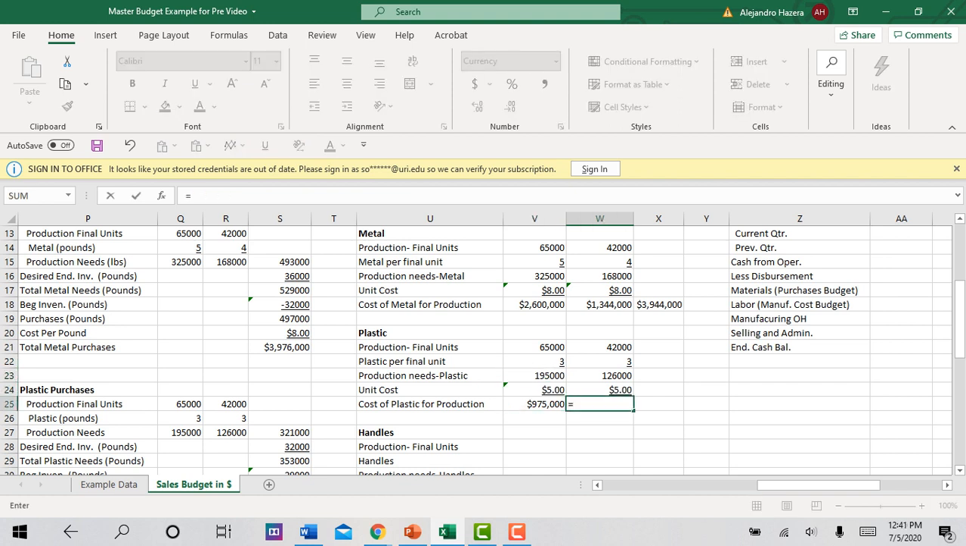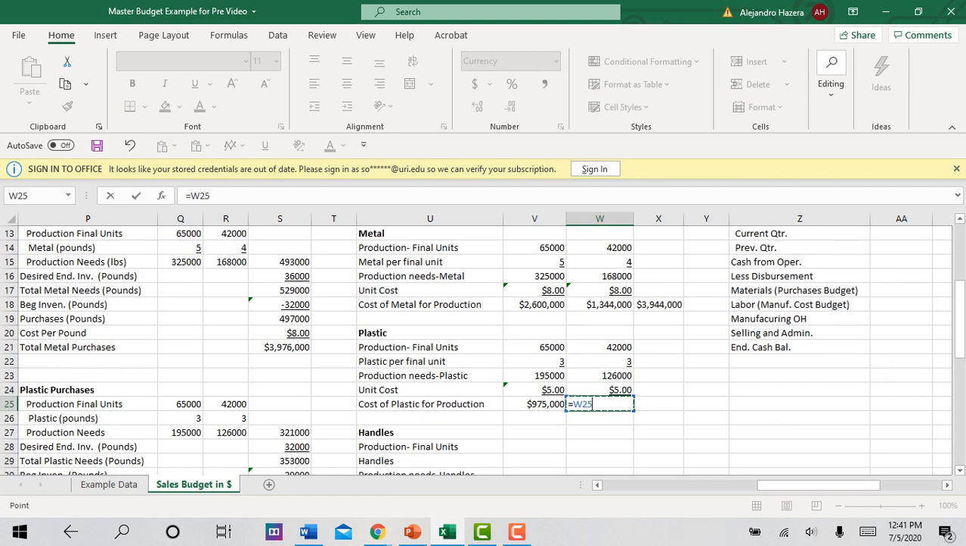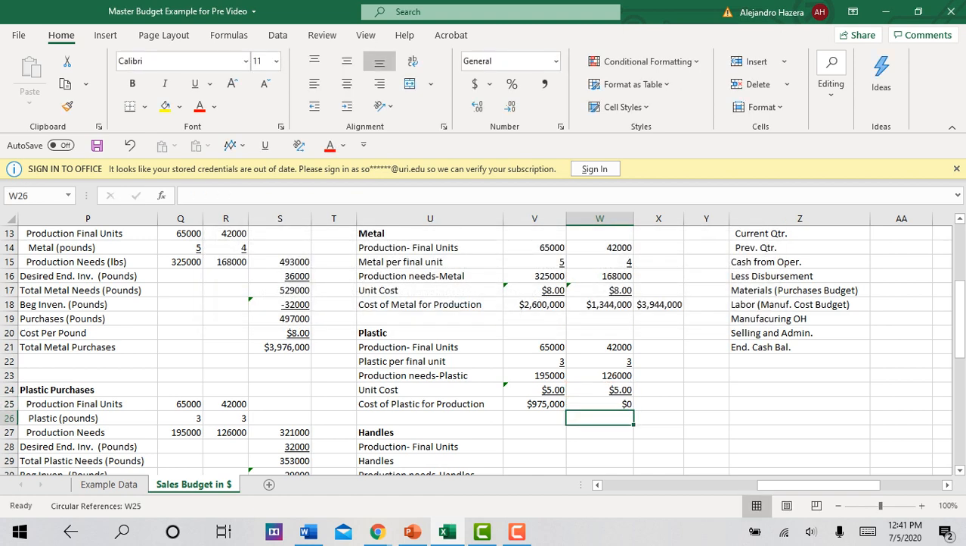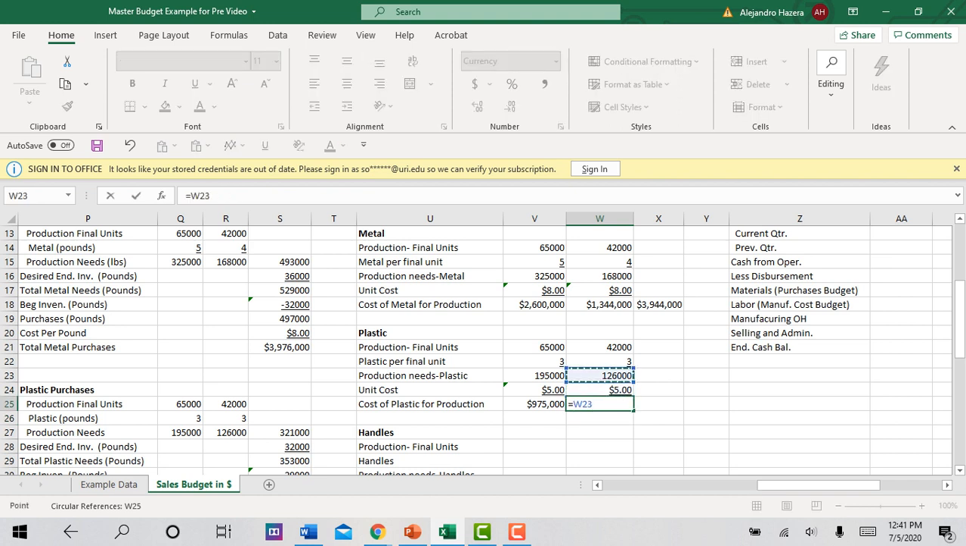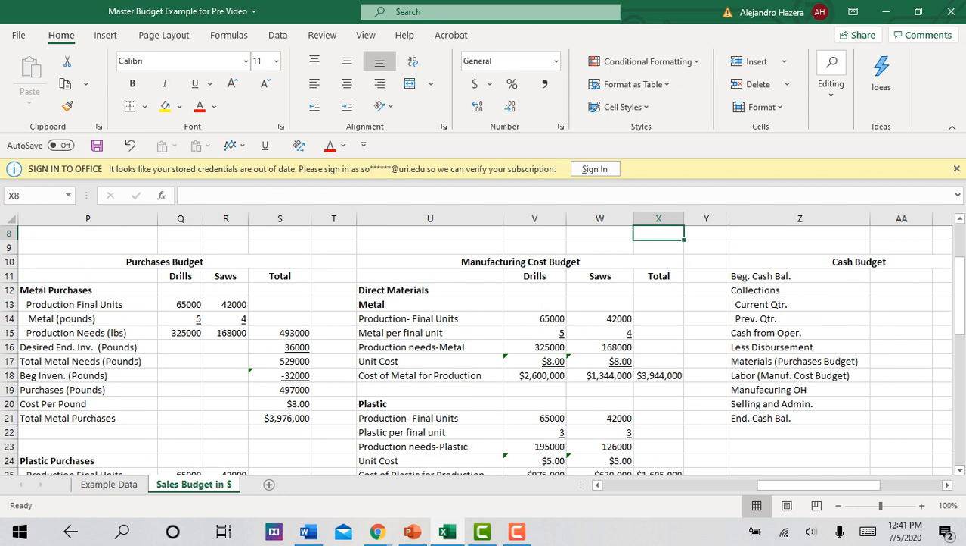Same logic for that first one is for drills. The same logic goes for saws. So we're going to have 126,000 times 5, which gives you 630,000, the amount of plastic that's going to go into saws. Okay, so 975,000 plus 630,000. So for plastic, we're going to put on the assembly line 1,605,000.